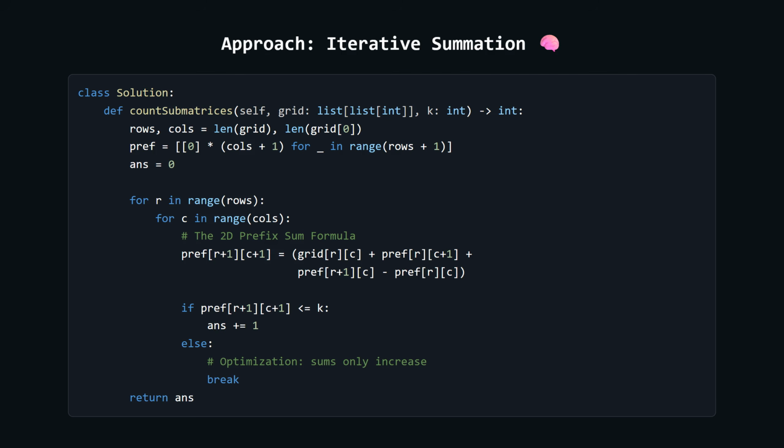Here's the Python solution. We create a helper table called pref to store our running totals. We loop through every row and column, calculating the sum for the rectangle ending at that spot. If the sum is within our limit k, we count it. Since all our numbers are positive, if we hit a sum that's too big, we can actually stop checking the rest of that row.